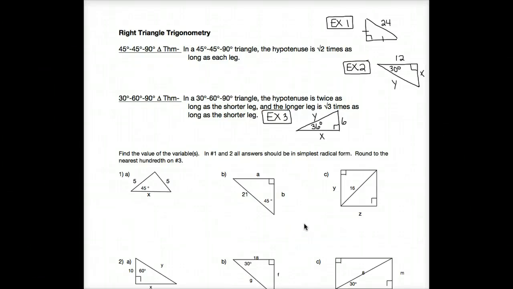Today we're just going to do a brief review of right triangle trigonometry. So this is the trig that you learned in geometry, and we are going to review both the special right triangles, which are your 45, 45, 90, and 30, 60, 90, as well as how we can use sine, cosine, tangent to solve for missing sides in a triangle.